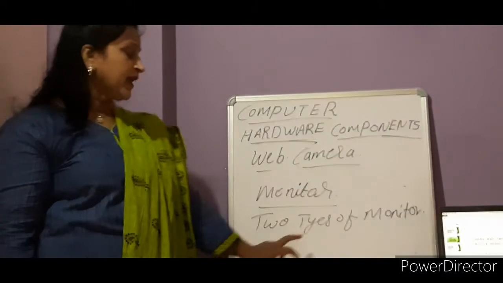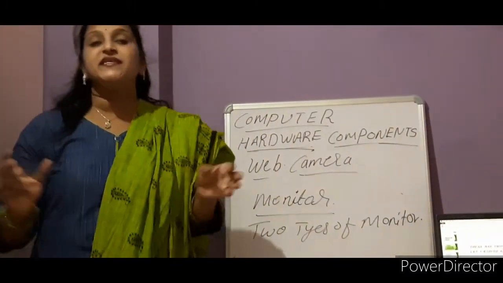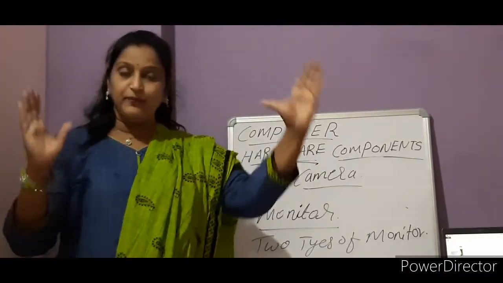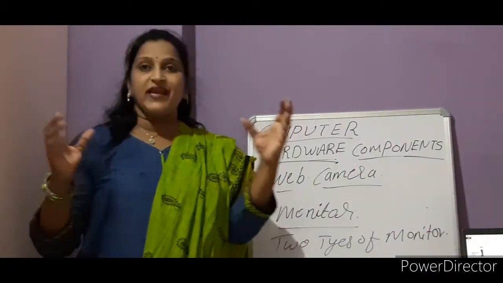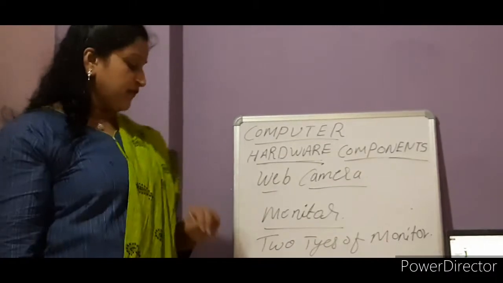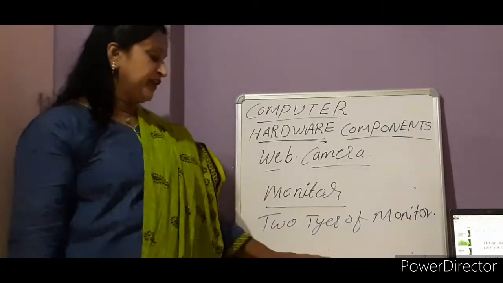There are two types of monitors. First, what does monitor mean? A monitor is nothing but it looks like a TV, like a computer desktop. When we keep it, it looks like a TV only. There are two types of monitors. First one we will study is the CRT monitors.